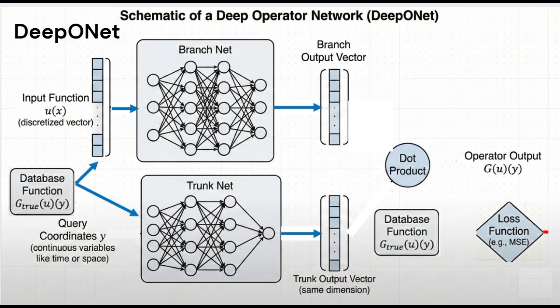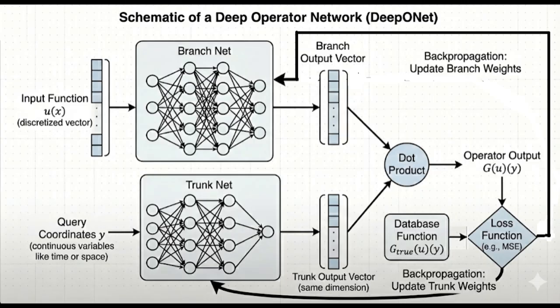The dot product. The outputs from the branch and trunk nets are combined using a simple dot product to generate the final operator output. In our case, this is the predicted aerial image intensity at that specific coordinate.